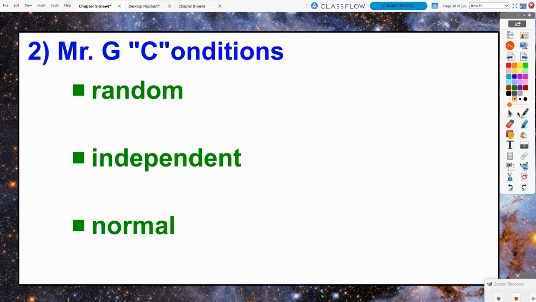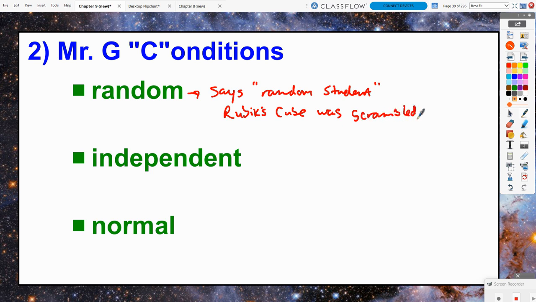So let's check the conditions for our Mr. G problem. Now, the random condition did state, it says that a random student was chosen each day for 50 days. And not only that, really the Rubik's Cube was scrambled by this random student. So to me, there's kind of like these two aspects of randomization, like the student was randomly selected and the whole act of mixing up the Rubik's Cube needs to be random so that Mr. G doesn't have like advanced knowledge of how to solve the Rubik's Cube.